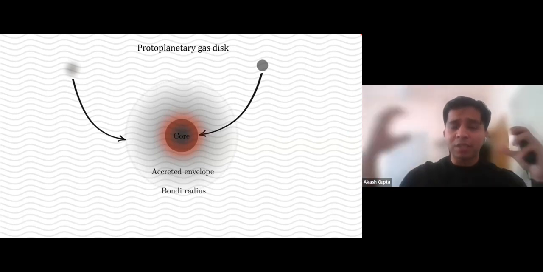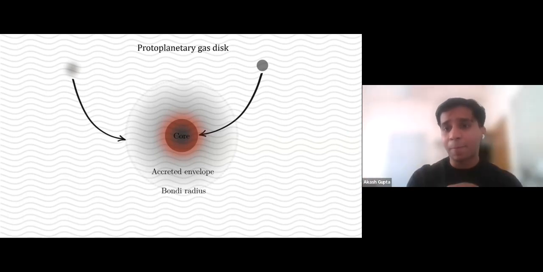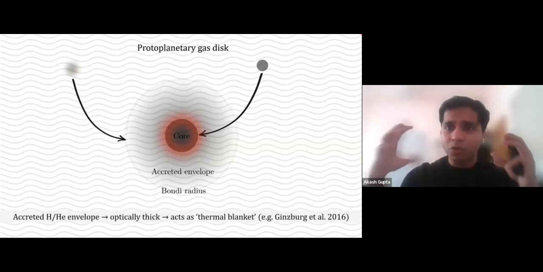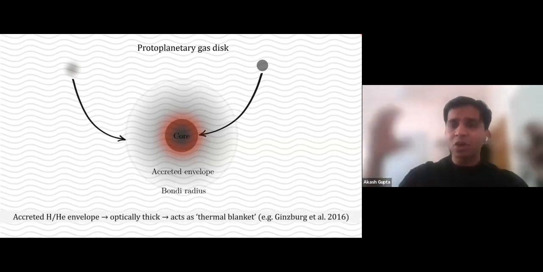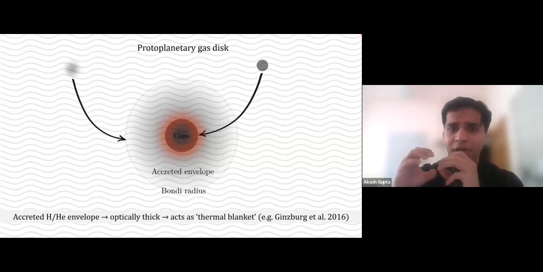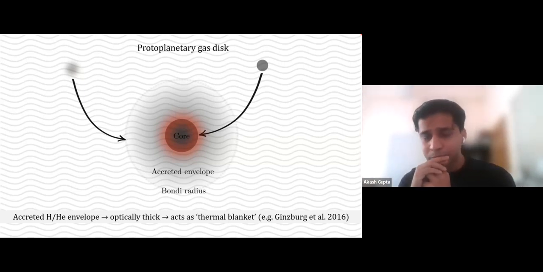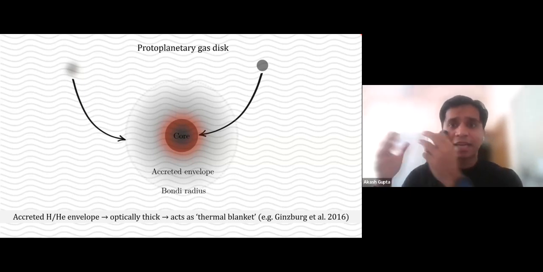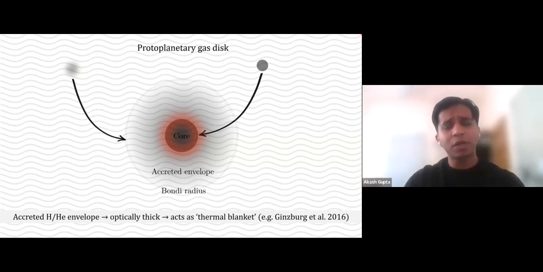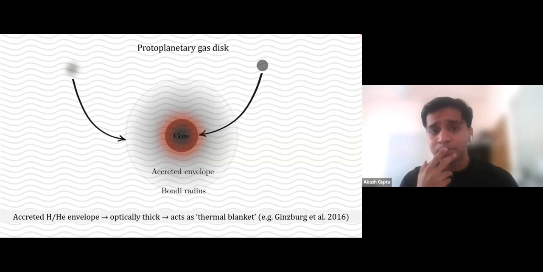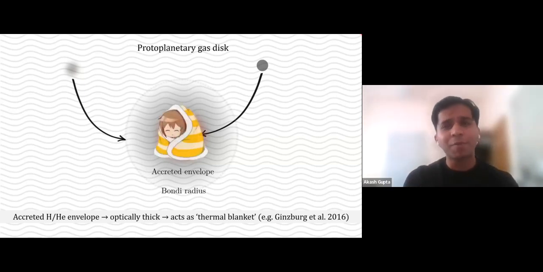And very soon, this envelope will become optically thick. Once this envelope becomes optically thick, any energy loss from the planet will basically be regulated by the radiative diffusion across the radiative-convective boundary. And what that will do is increase substantially the cooling timescales of the planet, or basically slow down the process of the planet losing its primordial energy. And so you will have this baby planet which can stay warm and cozy for a much longer time than what you would otherwise expect.